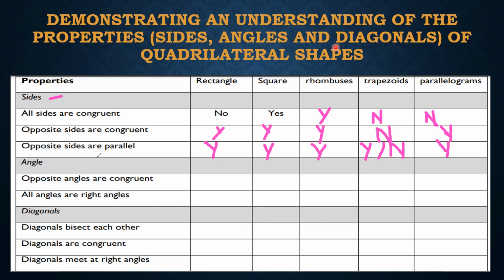Good. Now we are done with the sides of the shapes that we talked about. Now we are going to talk about the angles. The opposite angles are congruent. Yes, here we said yes because all the interior angles are 90 degrees. So the opposite angles here too, yes.